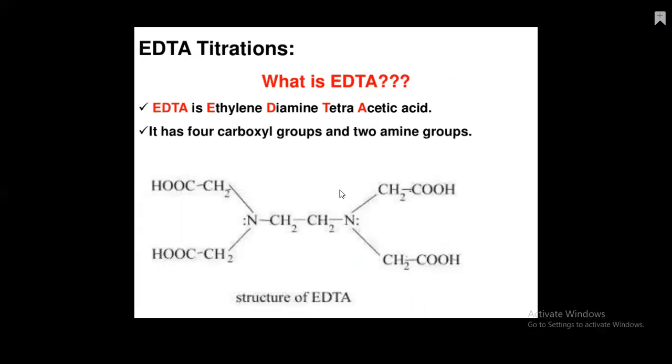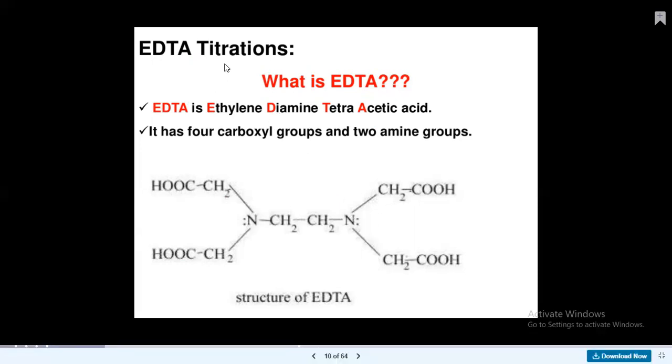And when we observe the different procedures, we also observe that 99% of complexometric titration proceeds with the help of this EDTA, because EDTA is a very good titrant, and it is used to identify a number of metal ions. This is the basic structure of EDTA, ethylene diamine tetraacetic acid.